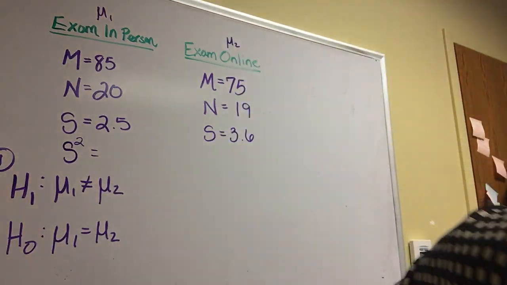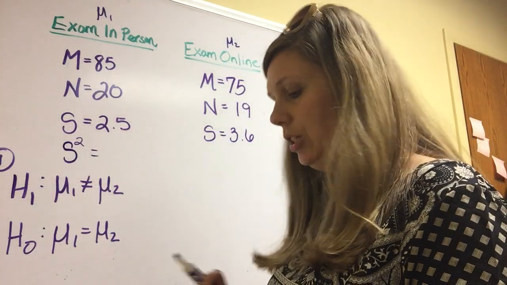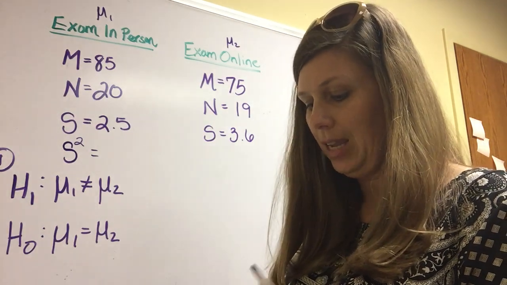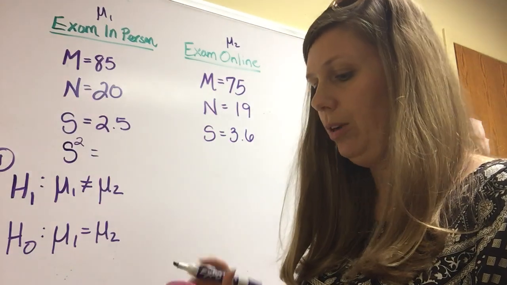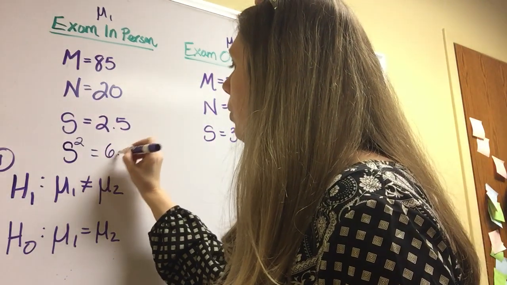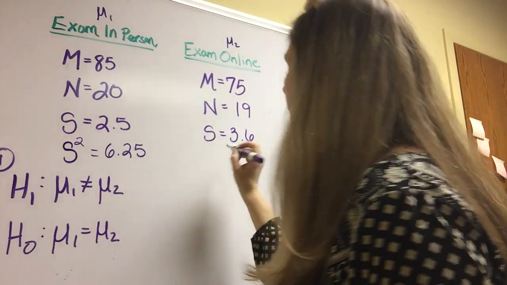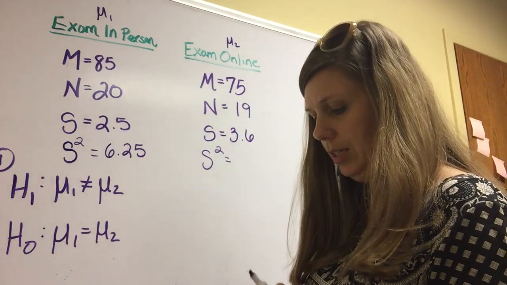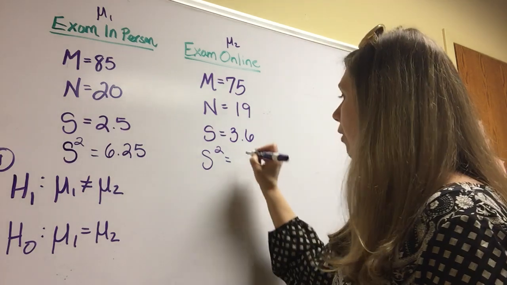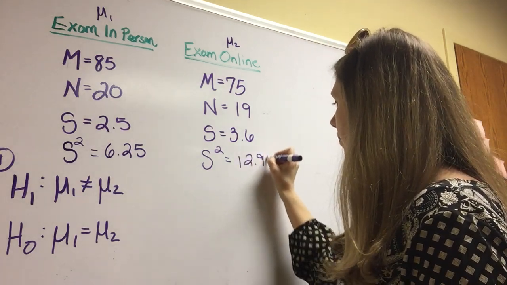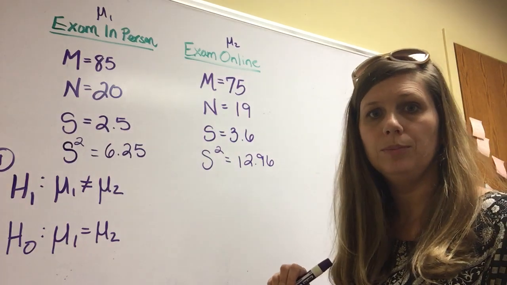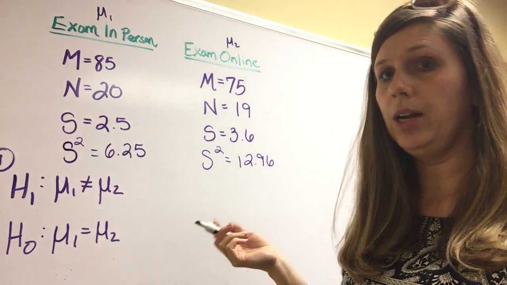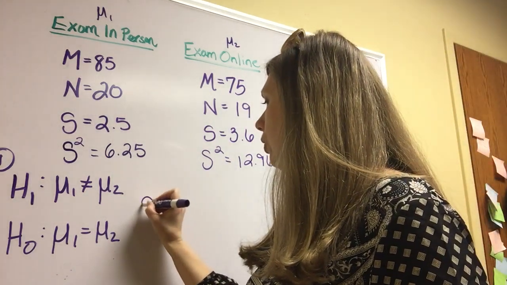If I wanted to turn a standard deviation into a variance, I'm just going to take my standard deviation and square it. So 2.5 squared will be 6.25. And then over here, I've got 3.6 squared, and that will be 12.96. And good job. All right, so we've got our variances. The next step is to do the pooled variance.